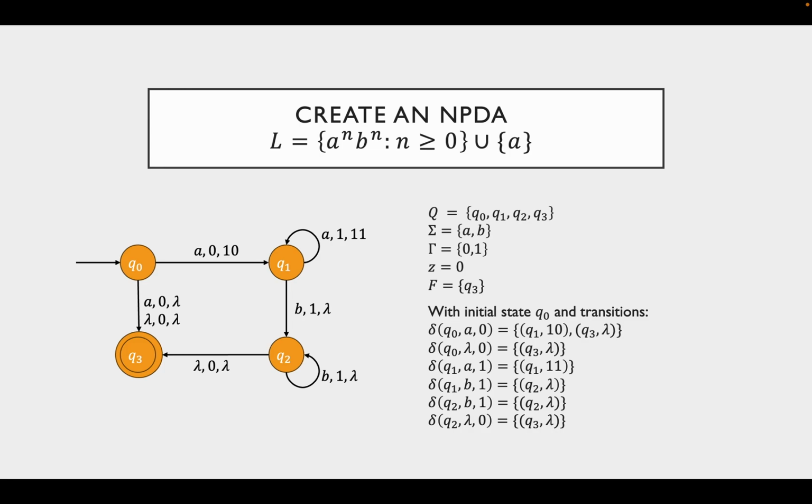It has 4 states, Q0, Q1, Q2, and Q3. Our alphabet includes A and B. Our stack alphabet includes 0 and 1. Our start symbol for the stack is 0, and our final state is Q3. These are our transitions, which are clearly indicated here. This is an NPDA, non-deterministic, because you may read an A and go to Q1, or you may read an A and go to Q3.